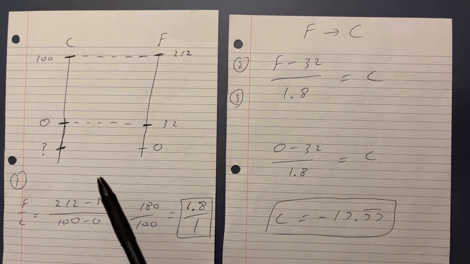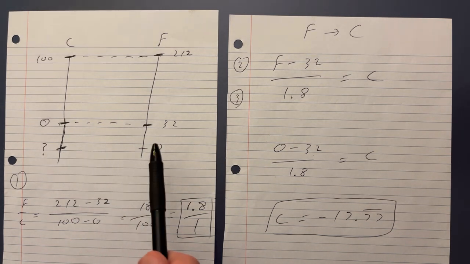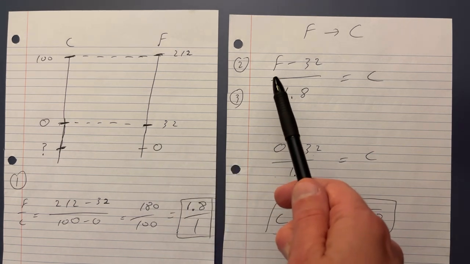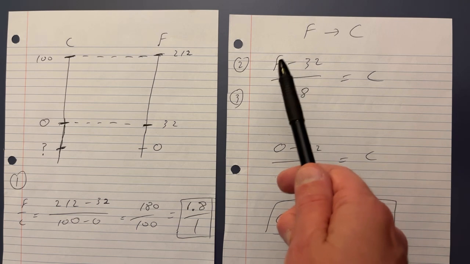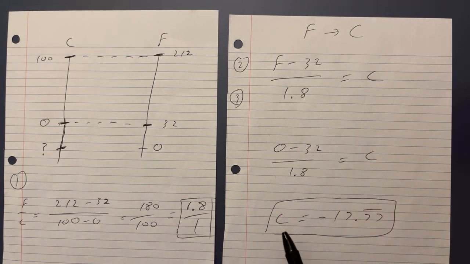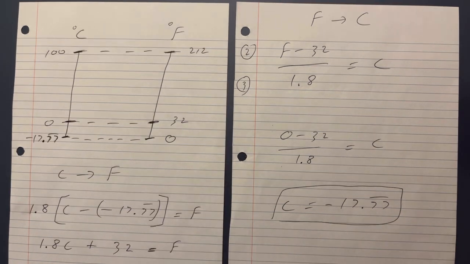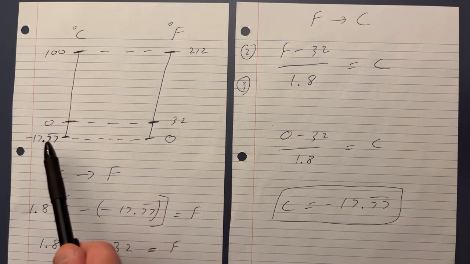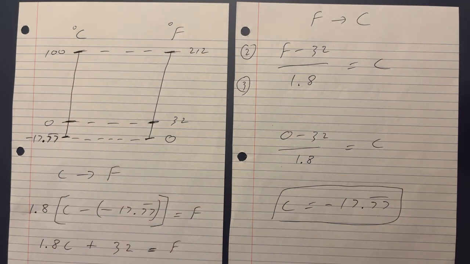So first, let's find out what this number is on the Celsius scale that equals 0 degrees Fahrenheit. Let's plug in 0 degrees Fahrenheit into the formula. So it'll be 0 minus 32 divided by 1.8. And that means Celsius will equal negative 17.77 repeating. Now we have the appropriate number right here on the Celsius scale of negative 17.77 repeating.